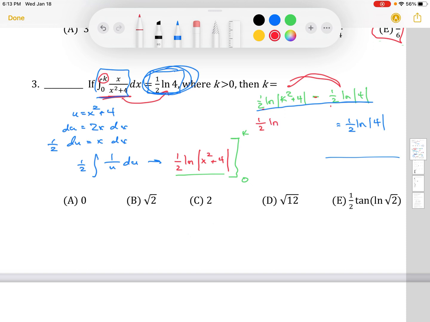This minus sign, the way logs work, is I can actually create a quotient and write k squared plus 4 over 4. And if I'm solving this algebraically, the 1/2s cancel. The natural logs even cancel. And so I am trying to determine where k squared plus 4 over 4 is equal to 4. If I want to solve that for k squared, I would first multiply both sides by 4. Then I would subtract 4, and then I would square root. There are actually two possible square roots, but I want to focus on the positive value. So the answer would be D.